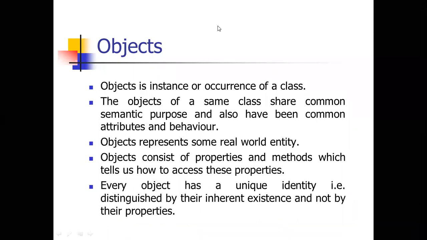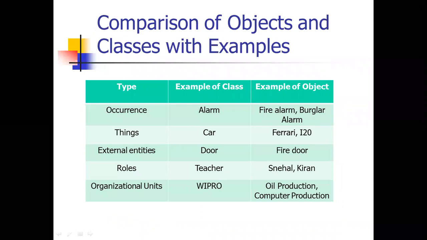Here we are going to see the comparison of objects and classes with examples. Here you can see the type. Type is occurrence. So what is the example of class here? Alarm. Alarm is the example for class, and the type is occurrence. So what is the example of object related to that class? Alarm like fire alarm, burglar alarm. Next type is things. Things include a class like car. Car is one of the class. So what is the object for that class?